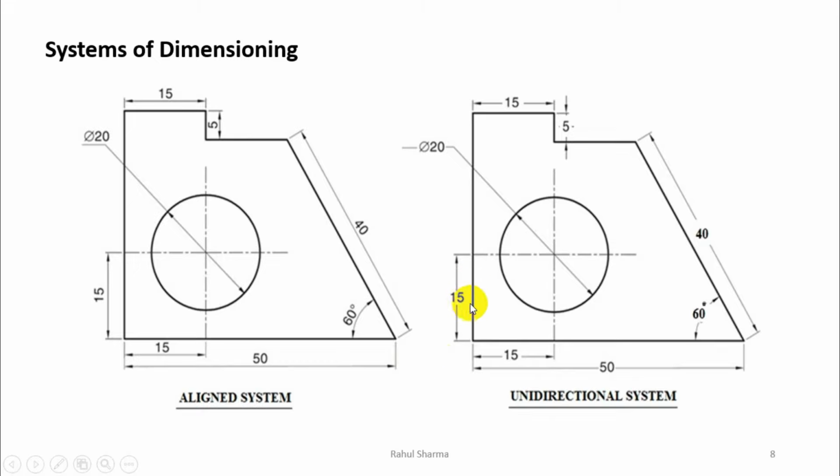In unidirectional, if you see, this 15 is in between the dimension line and readable from downward. So for every dimension value you can see and understand the difference between aligned and unidirectional. In our technical drawings we have to follow one system, we cannot follow both.